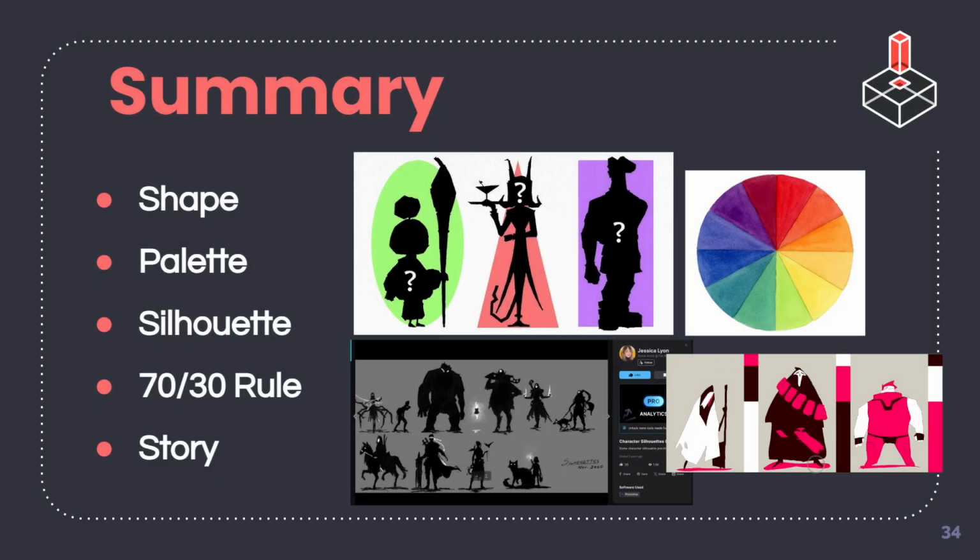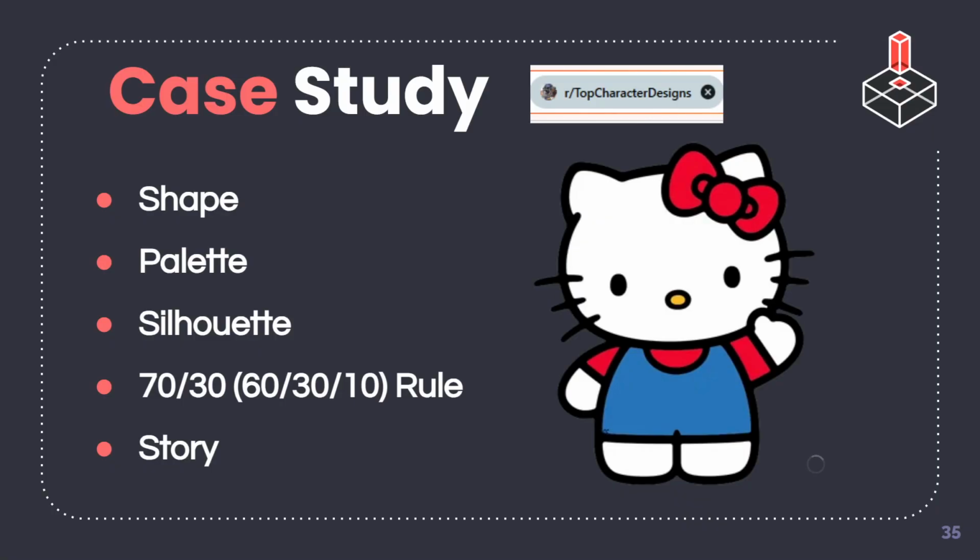So moving on to a summary of everything we just talked about. We talked about the shape of characters. We talked about the color palette that you use on them. We talked about their silhouette and what it can communicate. We talked about the 70-30 rule or the 60-30-10 rule, and we talked about their story. So knowing all of that, let's move on to some case studies.